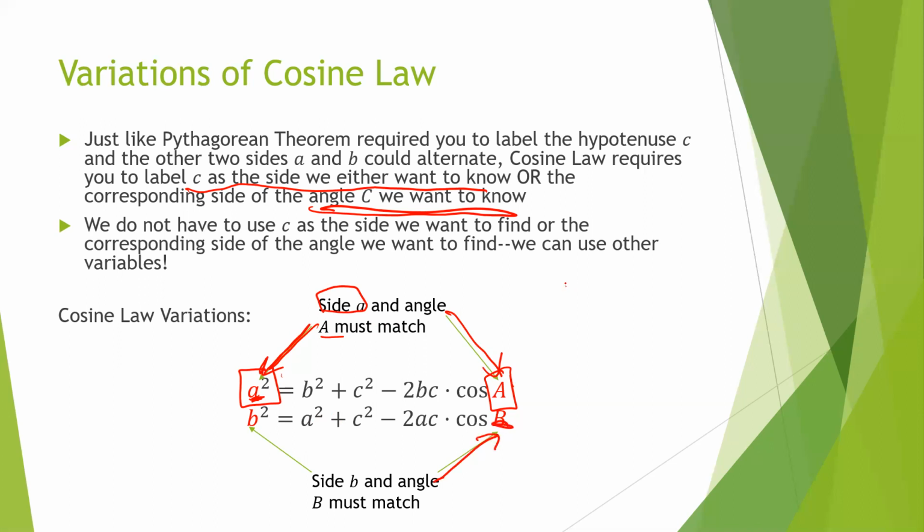Remember we talked about this: lowercase always represents the side length, and uppercase represents the angle. Hopefully that makes sense so far. We want to make sure the side length at the very beginning of the formula matches up with the angle at the end of the formula. And again, we can switch the variables. We can make them either big C, little c, big A, little a, or big B, little b.